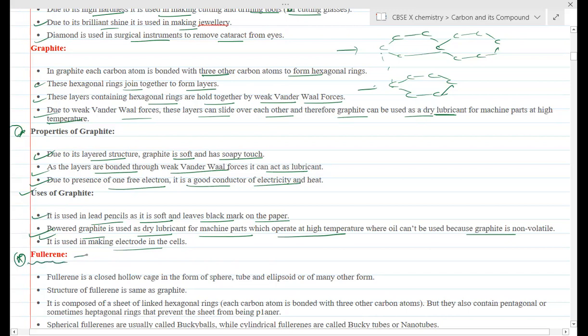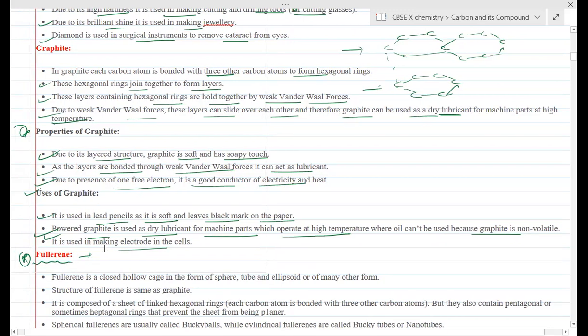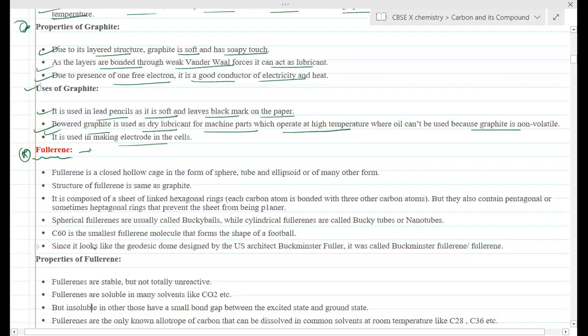Next allotrope is what? Fullerenes. A fullerene is a closed hollow cage in the form of a sphere, tube, ellipsoid, or of many other forms. The structure of fullerene is similar to graphite. It is composed of a sheet of linked hexagonal rings. Each carbon atom is bonded with three other carbon atoms, but they also contain pentagonal or sometimes heptagonal rings that prevent the sheets from being planar.